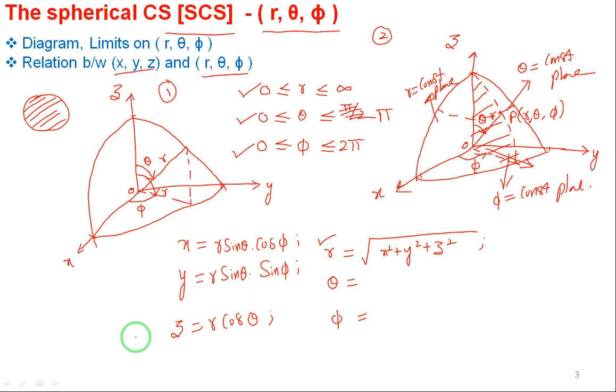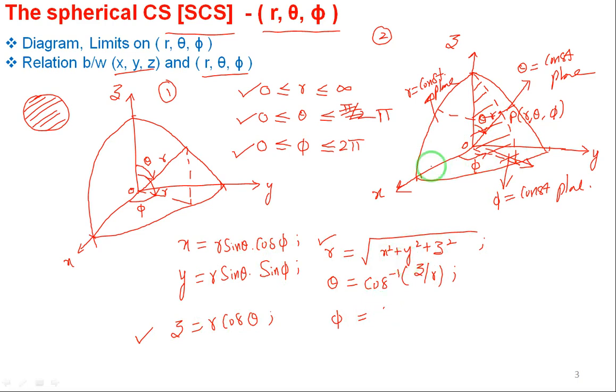Then how to calculate theta? We know already z is equal to r cos theta. Then theta is equal to cos inverse of z by r. Then phi, yes, phi remains the same in cylindrical as well as spherical, because it is always measured with respect to x axis. It was also 0 to 360 degrees there, here also it is the same. So calculation of phi remains the same.